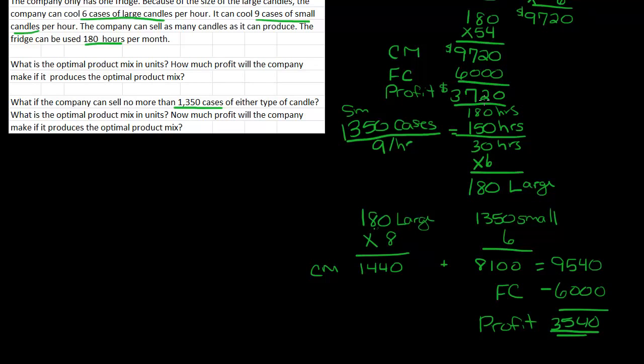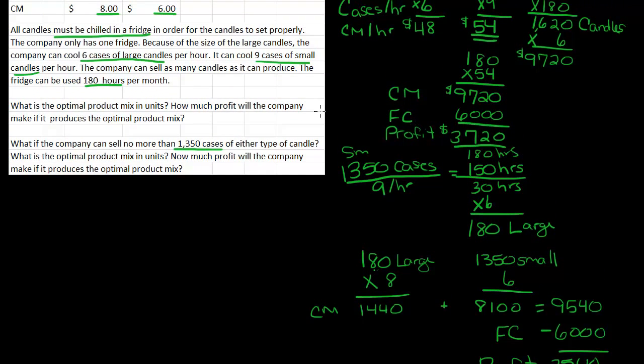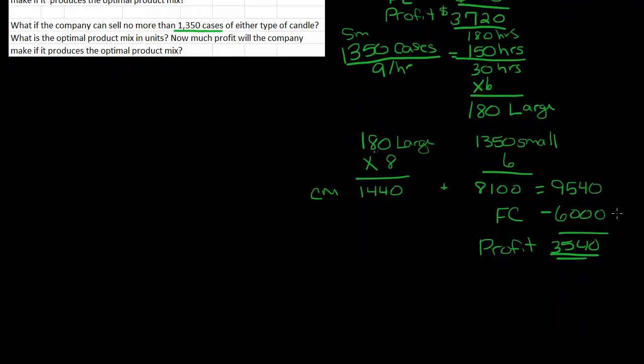So remember, we said that the more small candles we can make, the more profit we can make. So if we're making fewer smaller candles, then our profit is going to be lower. That is how you do an optimal product mix problem. First with just the time constraint, then with a sales constraint as well.